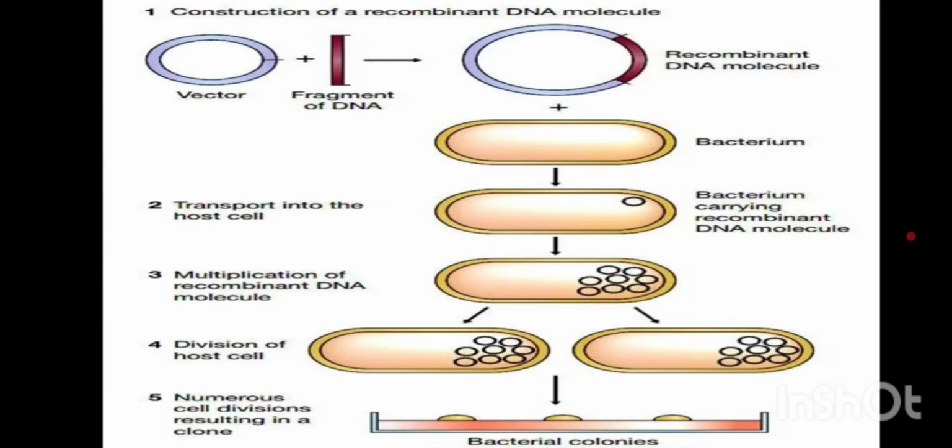Finally, through repeated cell divisions, a large number of bacterial cells are produced. These cells form visible colonies, all containing identical copies of the recombinant DNA molecule. Once the correct bacterial colonies are identified, the recombinant bacteria are cultured in large quantities. The host cells can express the desired gene from the recombinant plasmid, producing the corresponding protein, product, or enzyme.